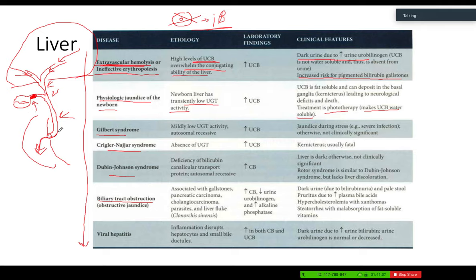Now, if we progress a little bit further down and say we obstruct here, I don't think I have to ask you before you tell me that this causes jaundice.